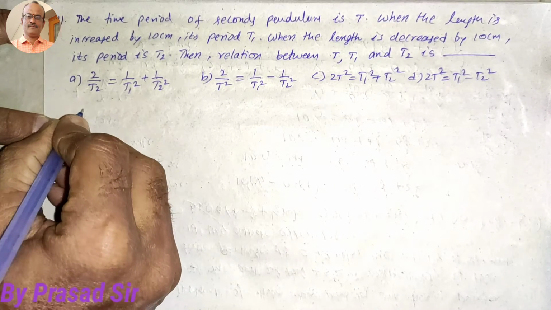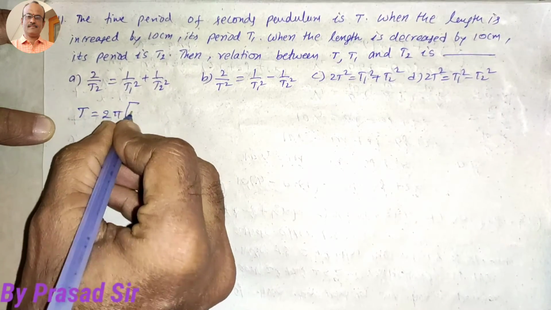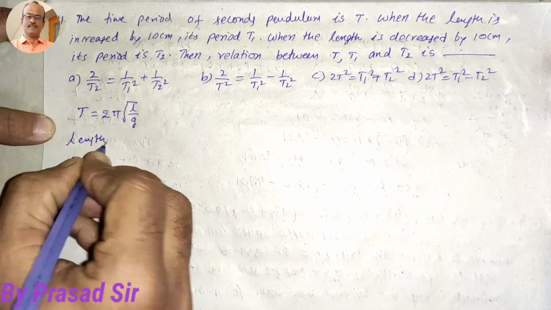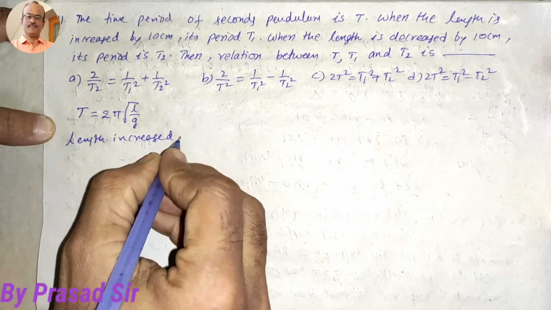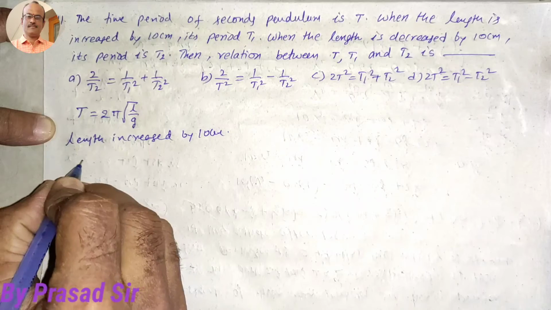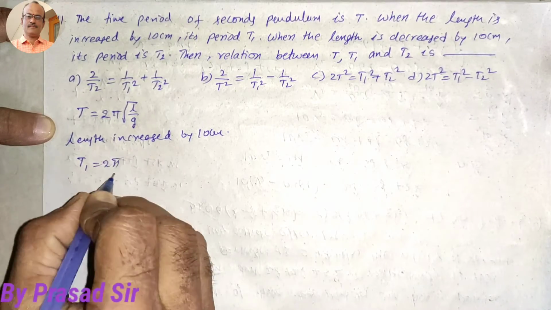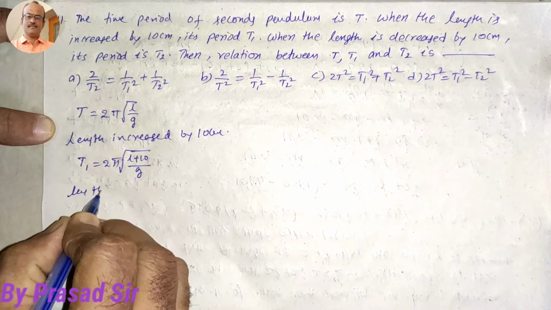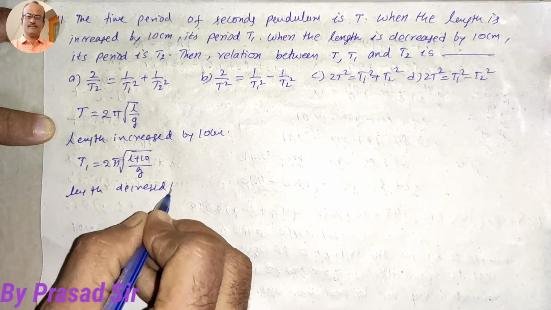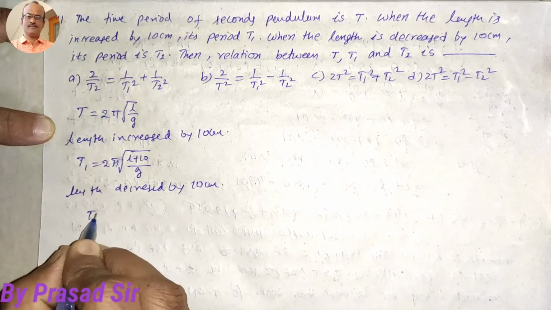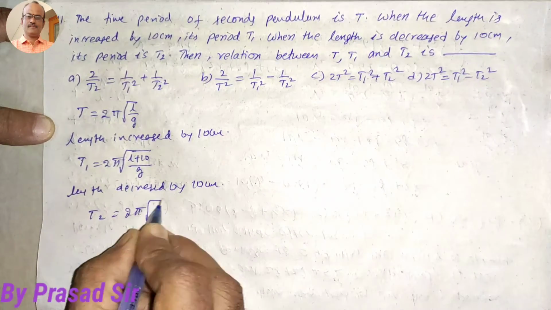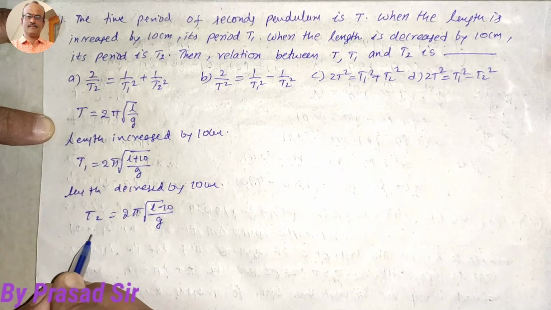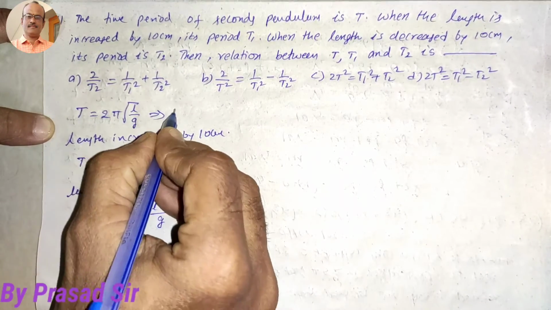So first of all, we know the formula T is equal to 2 pi times square root of L by G. When the length is increased by 10 centimeters, the time period T1 is equal to 2 pi times square root of (L plus 10) divided by G. Then, when the length is decreased by 10 centimeters, T2 is equal to 2 pi times square root of (L minus 10) divided by G.